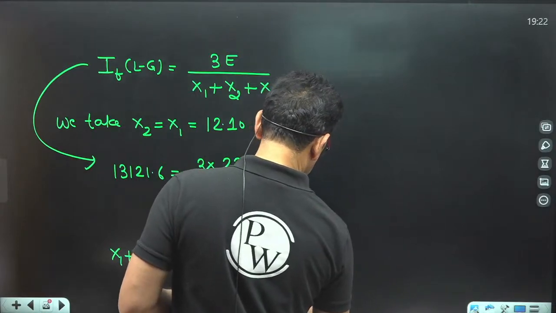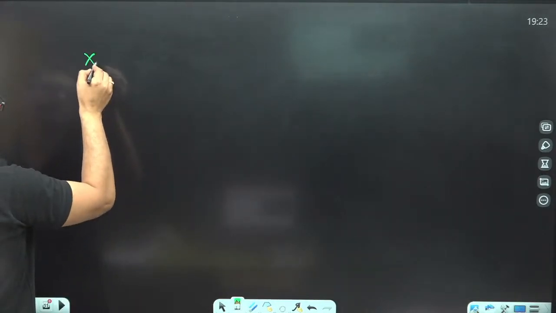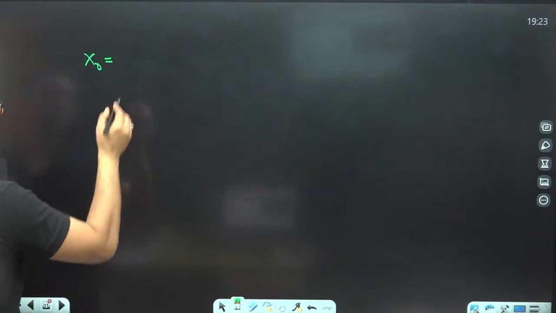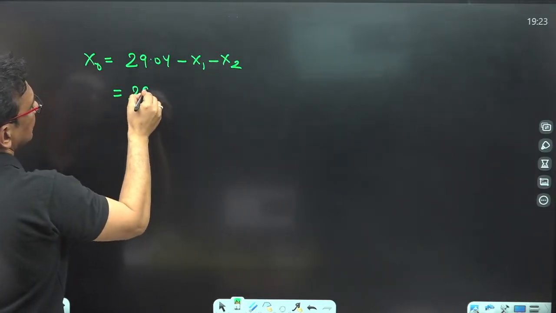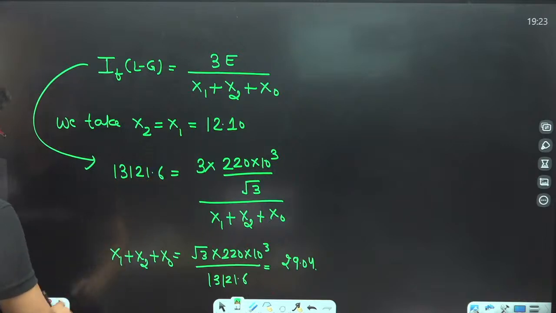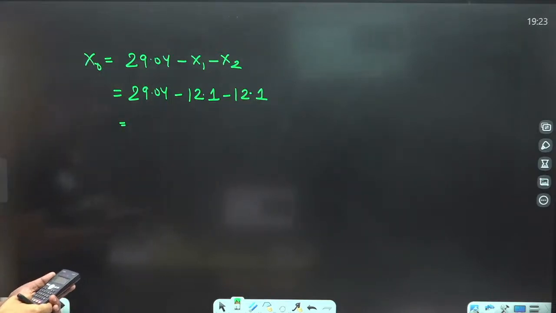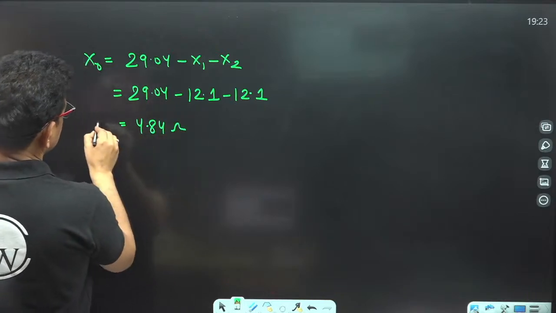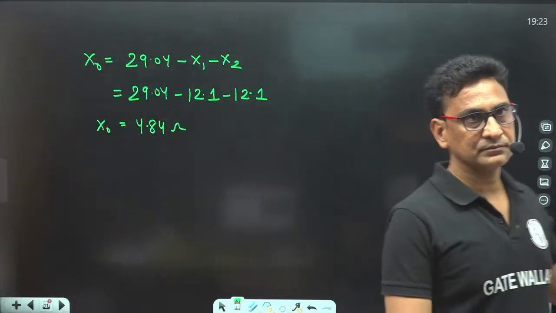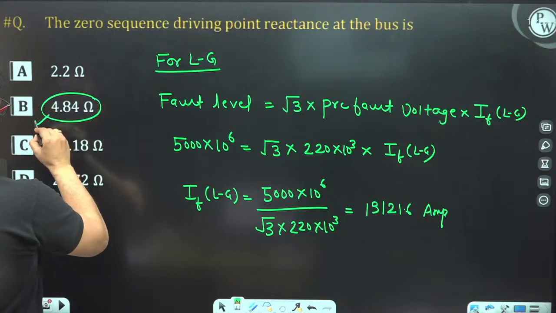It is 29.04. x1 plus x2 plus x0 is 29.04. So finally x0 is nothing but 29.04 minus x1 minus x2. With x1 and x2 being 12.1, so 12.1 plus 12.1 is 24.2, and 29.04 minus 24.2 is 4.84. So 4.84 ohm is the value of x0. B is the right option.